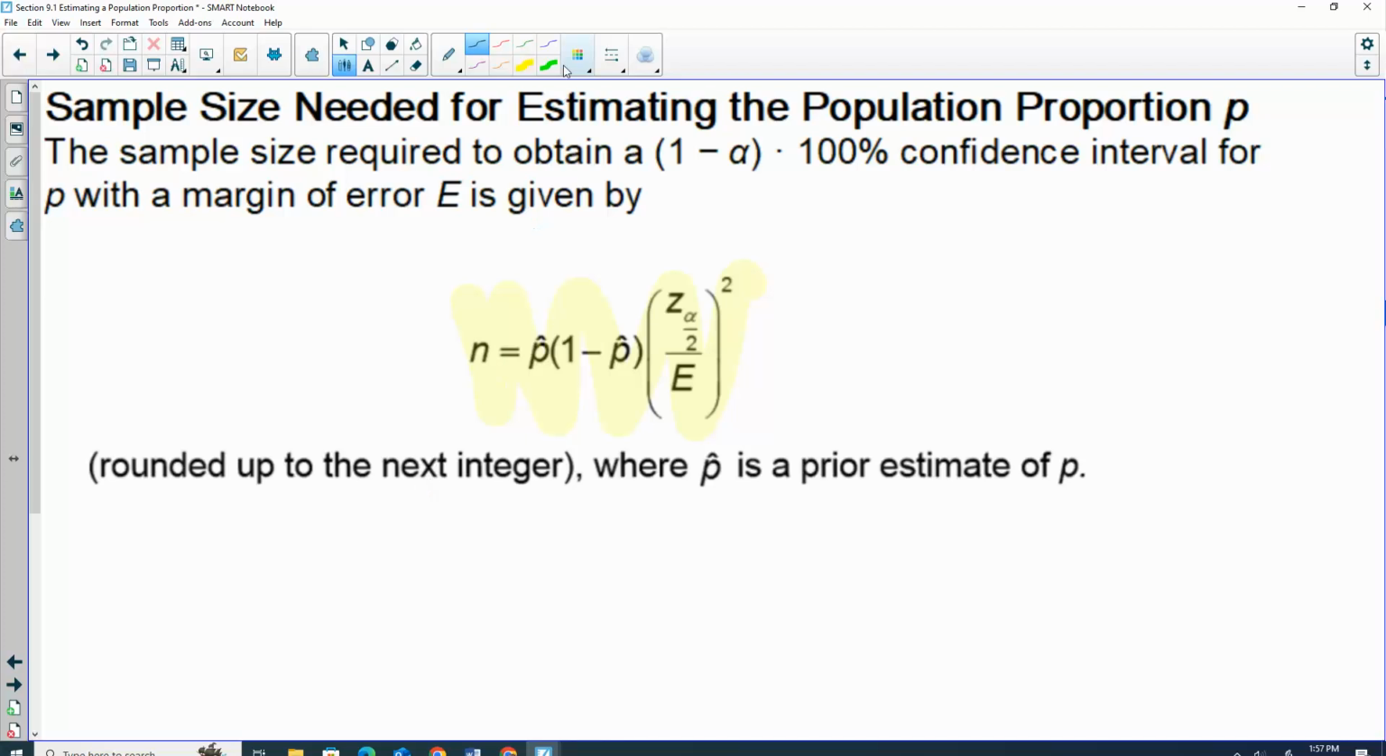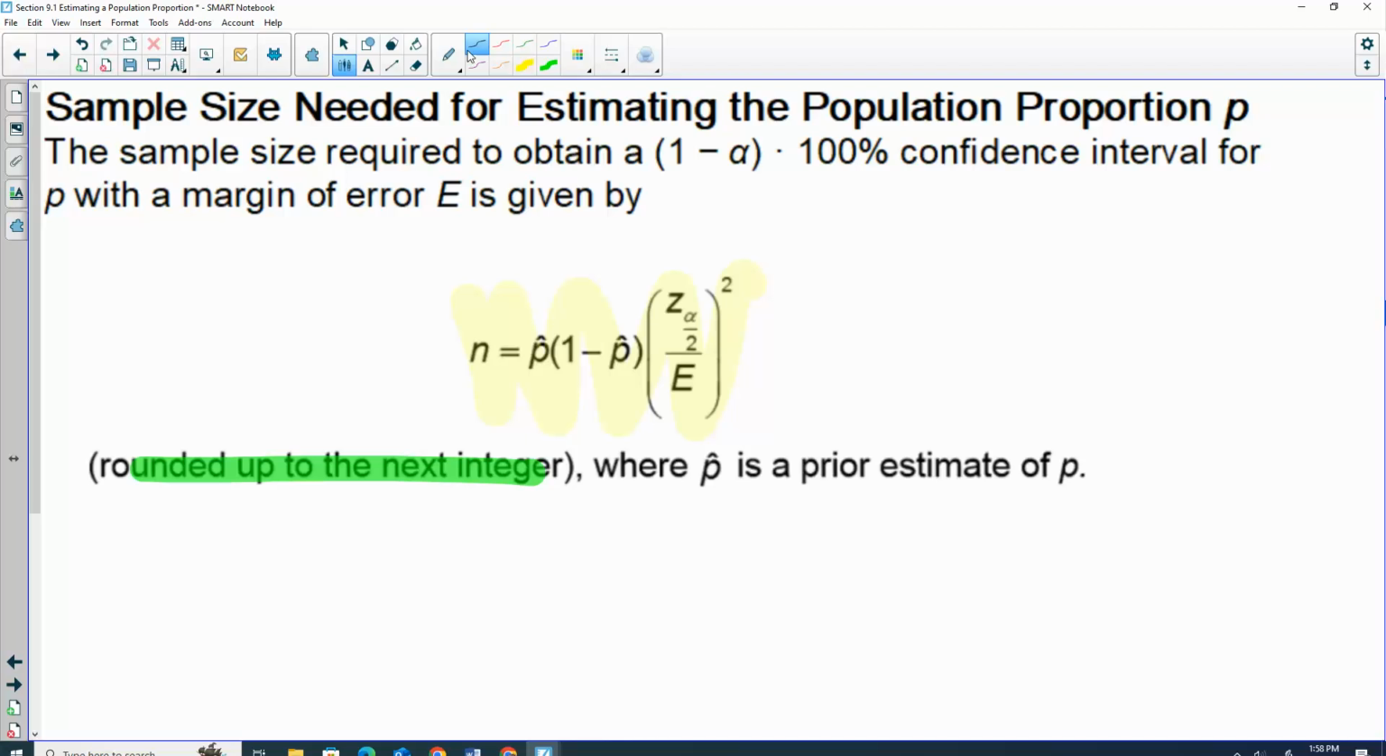And if we want to be more confident, we would have to have more in our sample. Since we are talking about the number we're using, we'll always round it up. If I'm talking about surveying people, I can't survey 20.5 people. I would have to round up to 21 people. So we'll always round up.